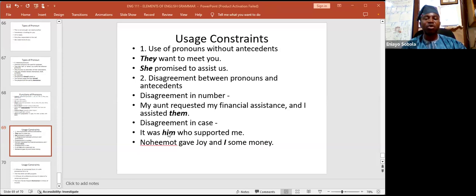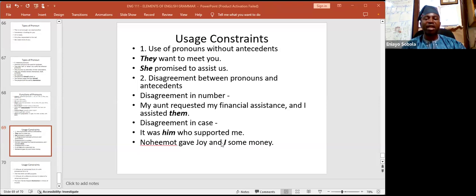Because the way it is now, who here replaces the pronoun. Are we going to say him supported me? No. The right one should be it was he, meaning that who replaces he. Then it should be the subjective pronoun, he supported me.